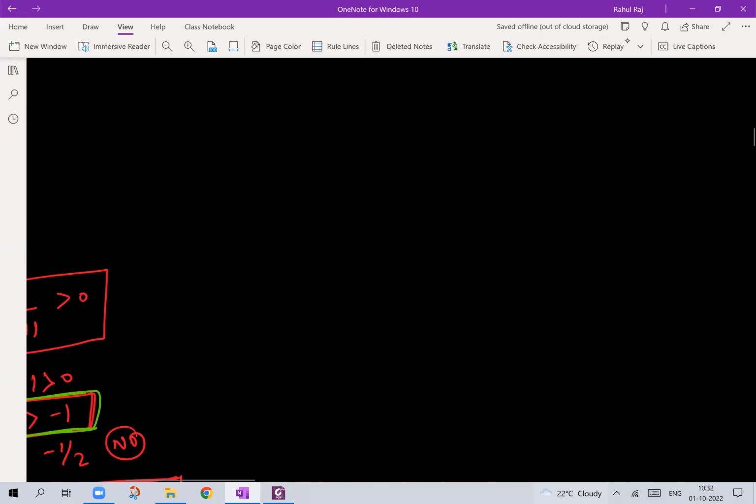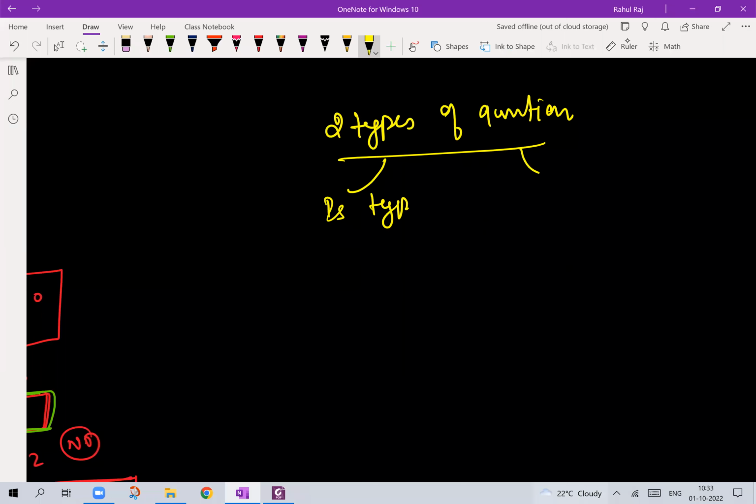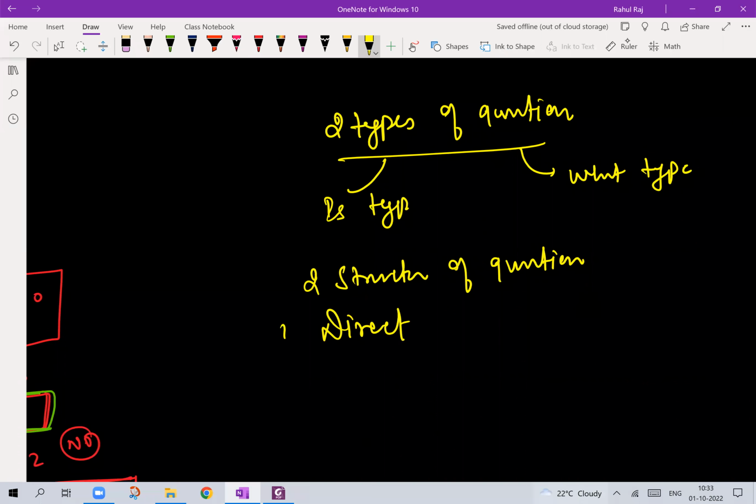So in last class, guys, we have very clearly studied that there are two types of question. That is this type and what type. And there are two structures of a question. What are those two structures? That the questions are direct, and second is when some information is given to you in the question.